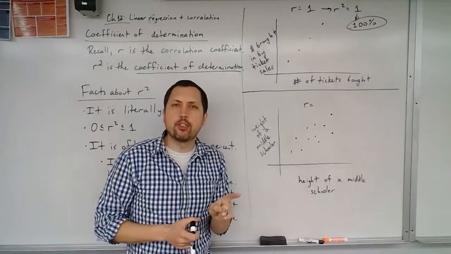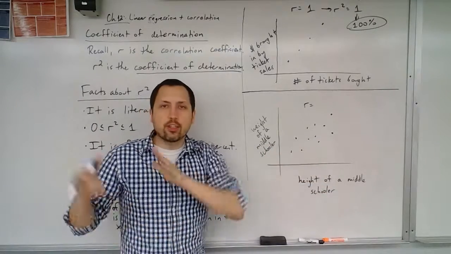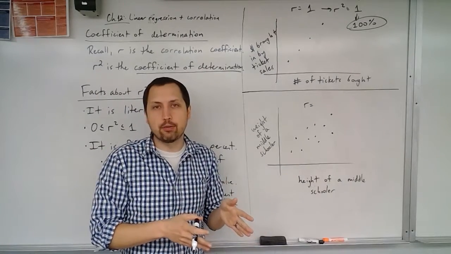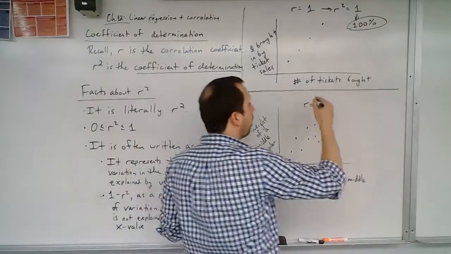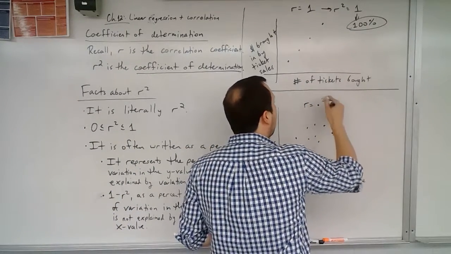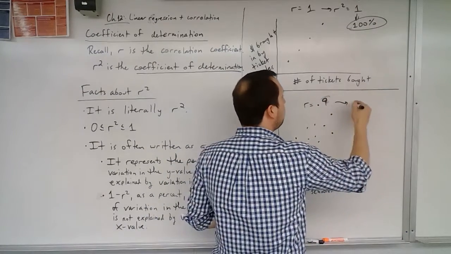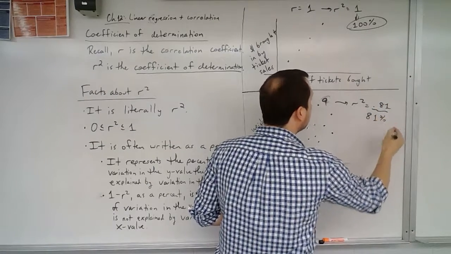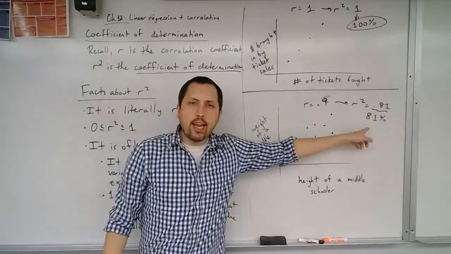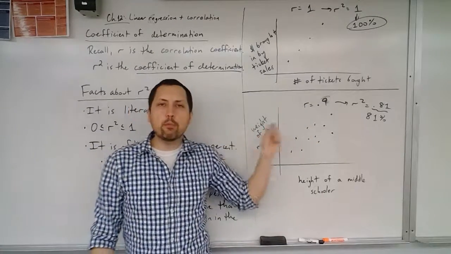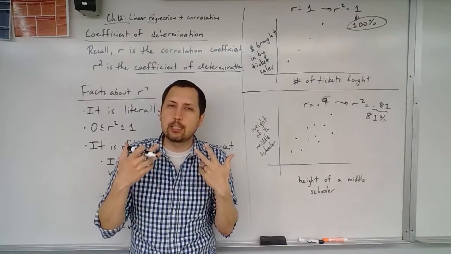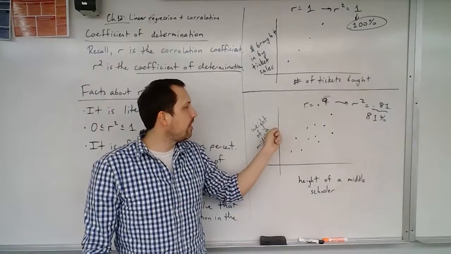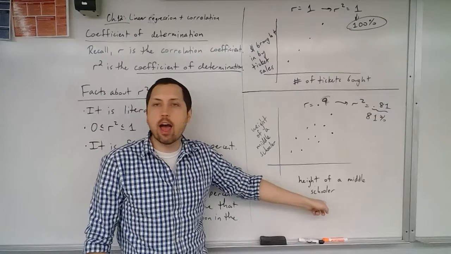But there's not a perfect relationship, right? If you're maybe 5 feet tall, you are not always going to weigh the same amount. So this would be an example. Maybe R would be 0.9, for instance. Then R squared in this case would be 0.81, or in other words, 81%. So 81% corresponds to the way that we can explain why middle schoolers weigh different amounts. 81% of that explanation is because they have different heights.